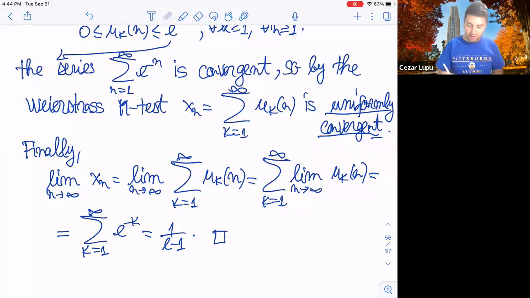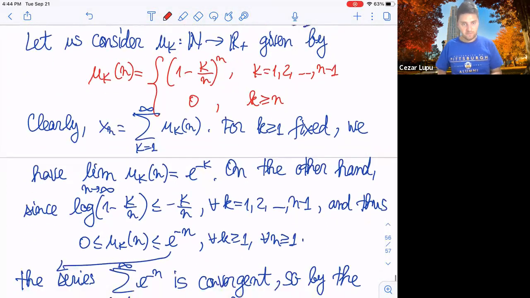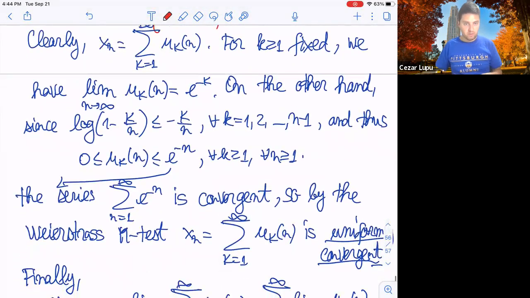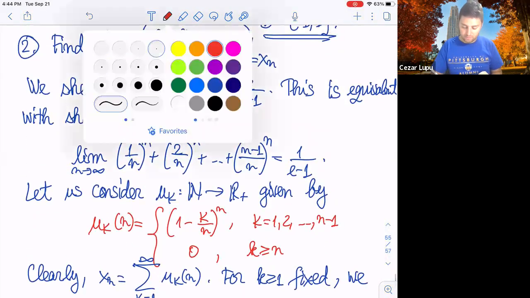You see, the main ingredient here was, of course, that we need to define this sequence of functions. And then we just need to use the M-test. So that was the ingenious part, let's say, for this problem. It's a very nice problem. It's pretty famous at this point.